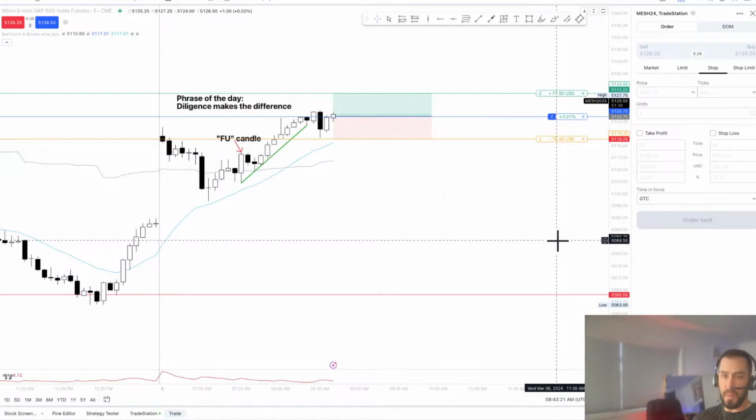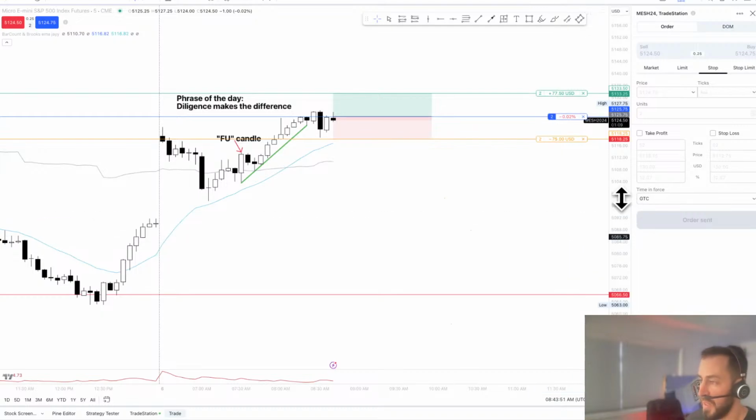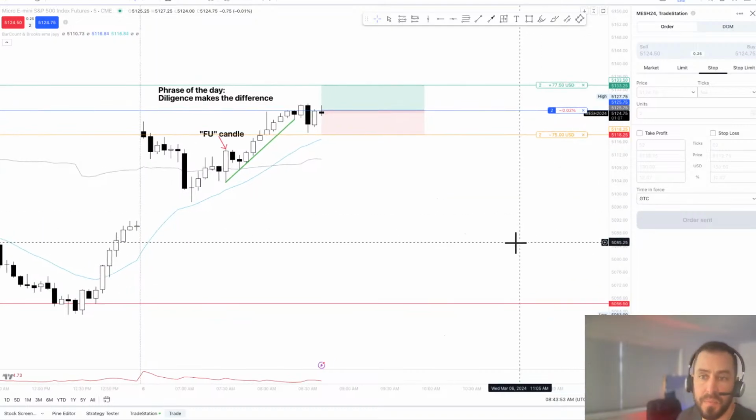Bulls are gonna want to get trend resumption. Bears are gonna want to try and get a double top. If this buy signal fails, that gives the bears an opening. ATR 4.7, let's keep that in mind.